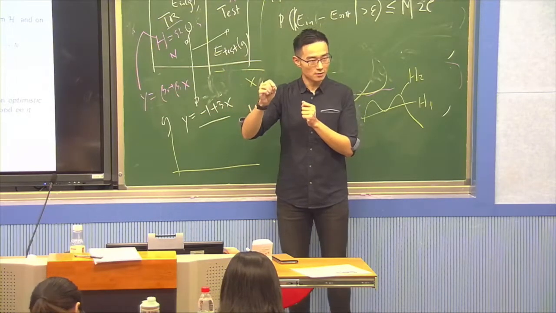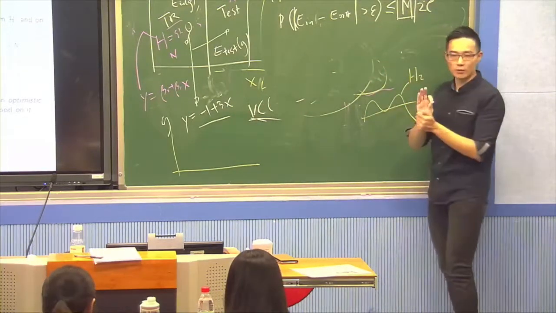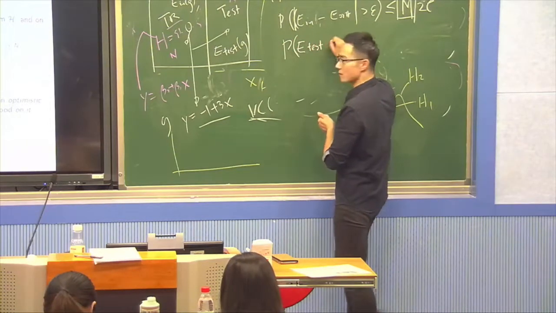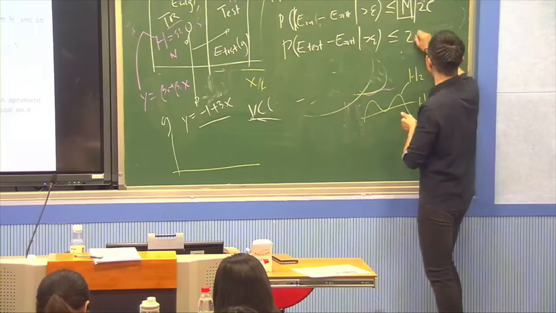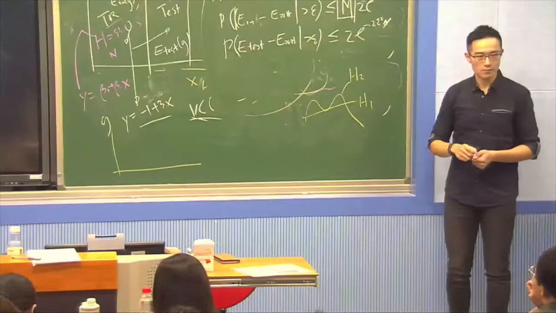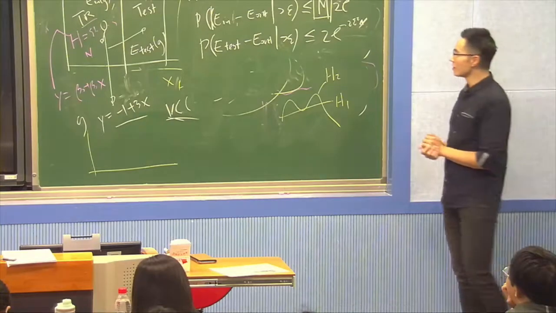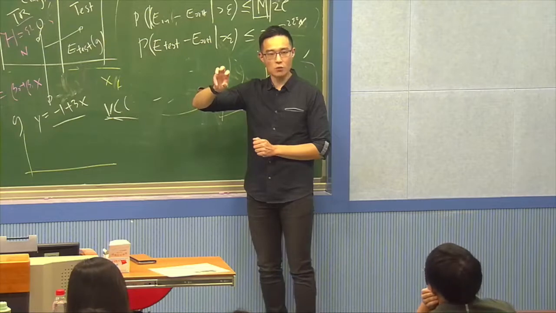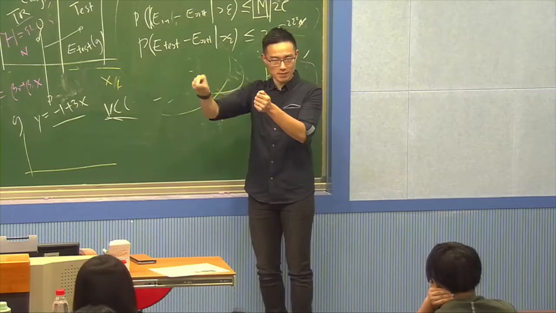So to you, for the E test, we no longer need this M, okay? For the test data, we can write the probability of E test minus E out larger than epsilon is smaller than 2 e to the minus 2 epsilon squared N, the original Hoeffding inequality. There's no longer this M. For E in, there's this M here. And the reason is, again, this E in is calculated on a hypothesis that's chosen from many, many hypotheses in order to fit these specific data.